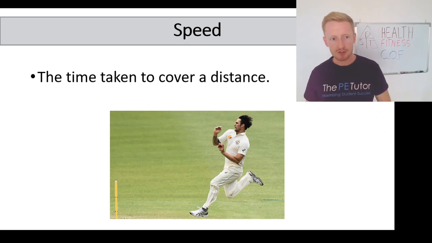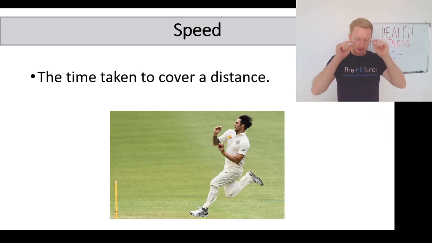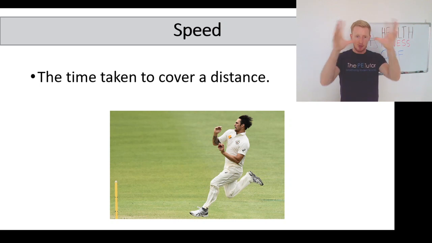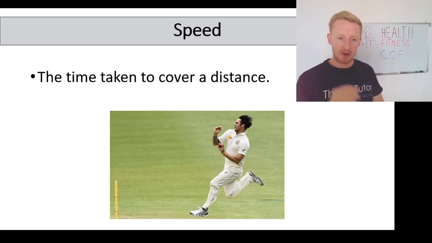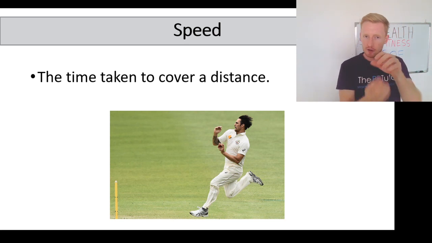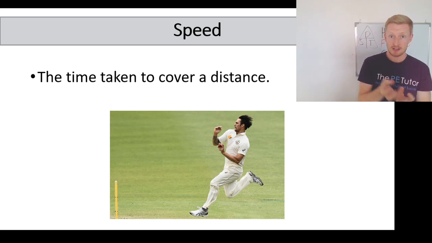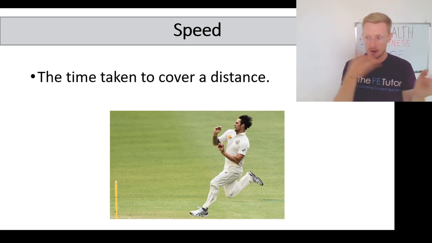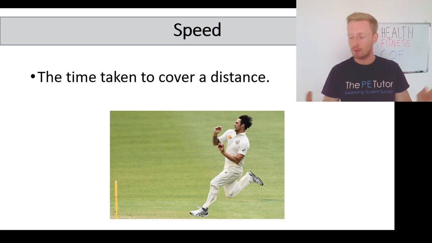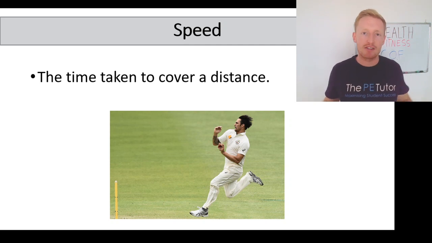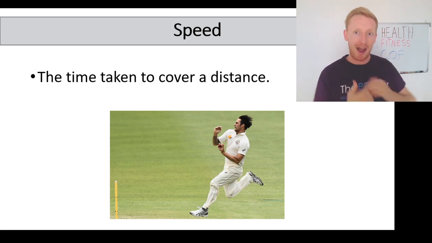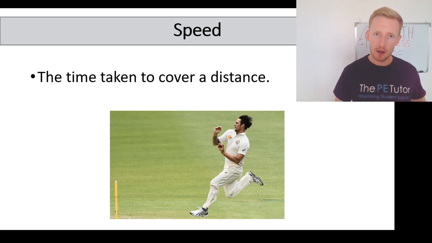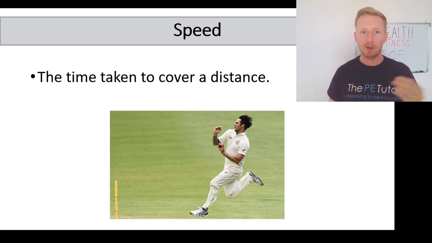Speed, so the time taken to cover a distance. Now, yes, this is a person moving, but we could also focus in on their shoulder. We could focus in on their arm, limb speed. Doesn't matter if it's their whole person or a part of their body. As long as there's a point A and a point B, and we can measure the distance and the time it takes from start to finish, we can assess their speed. For a cricketer, they want a fast run up and a fast arm swing. Why? So that they can bowl the ball at a high speed.